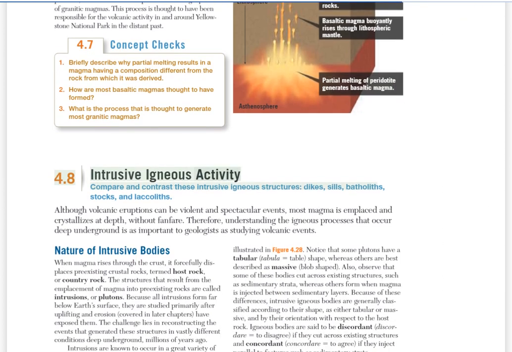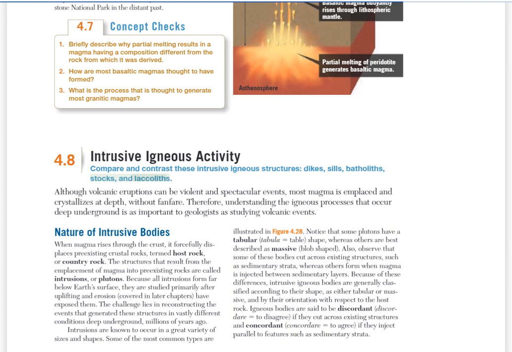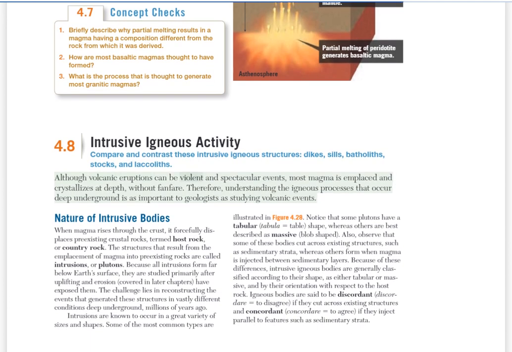4.8 Intrusive igneous activity. Compare and contrast these intrusive igneous structures: dikes, sills, batholiths, stocks, and laccoliths. Although volcanic eruptions can be violent and spectacular events, most magma is emplaced and crystallizes at depth, without fanfare. Therefore, understanding the igneous processes that occur deep underground is as important to geologists as studying volcanic events.